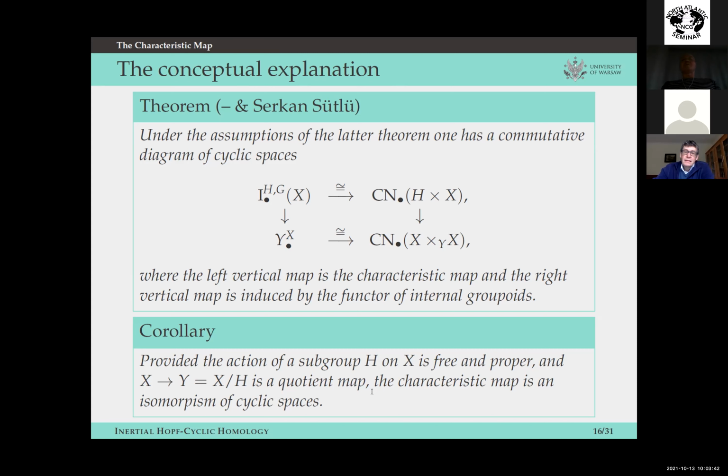So this right-hand vertical arrow is induced by an equivalence of categories of groupoids. So it is an isomorphism of cyclic spaces by commutativity and these horizontal isomorphisms. We obtain the corollary that in this case, this characteristic map is an isomorphism. It's quite interesting because this lower object, this Alexander-Spanier cyclic space, measures only, let's say, the topology of the quotient map, while this inertial cyclic space is related to the inertia of this action, to the non-freeness of this action.